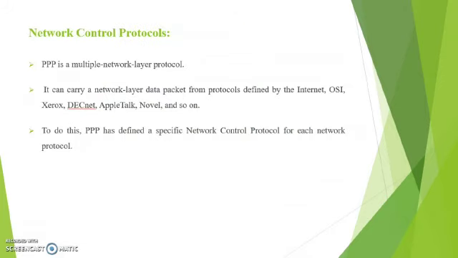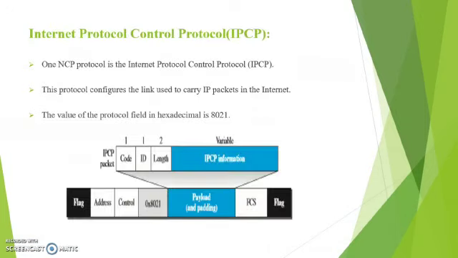Network control protocols. PPP is a multiple network layer protocol. It can carry a network layer data packet from protocols defined by the Internet, OSI, Xerox, DECnet, AppleTalk, Novell and so on. To do this, PPP has defined a specific network control protocol for each network protocol. Next is the Internet Protocol Control Protocol, that is IPCP. One network control protocol is the Internet Protocol Control Protocol. This protocol configures the link used to carry IP packets in the Internet. The value of the protocol field in hexadecimal is 8021.